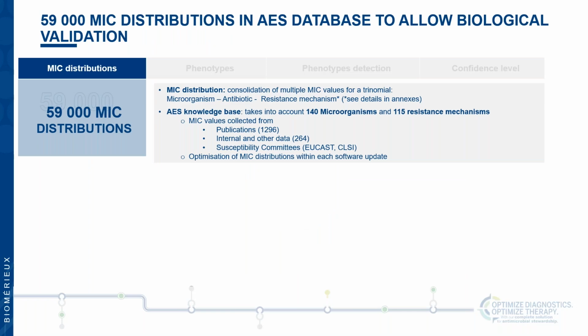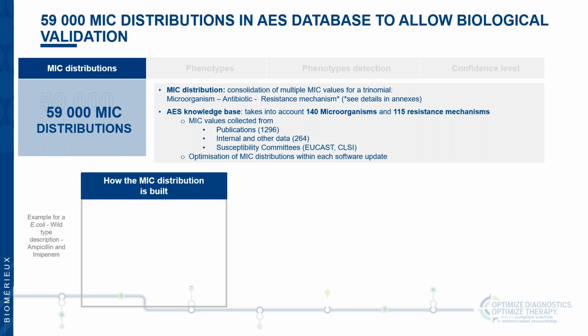As I mentioned, the AES consists of 59,000 MIC distributions, and these are a consolidation of multiple MIC values for what we call a trinomial. That is the microorganism, the antibiotic, and the resistance mechanism. The MIC values are collected from publications, from internal and external data, as well as susceptibility committees such as UCAST.